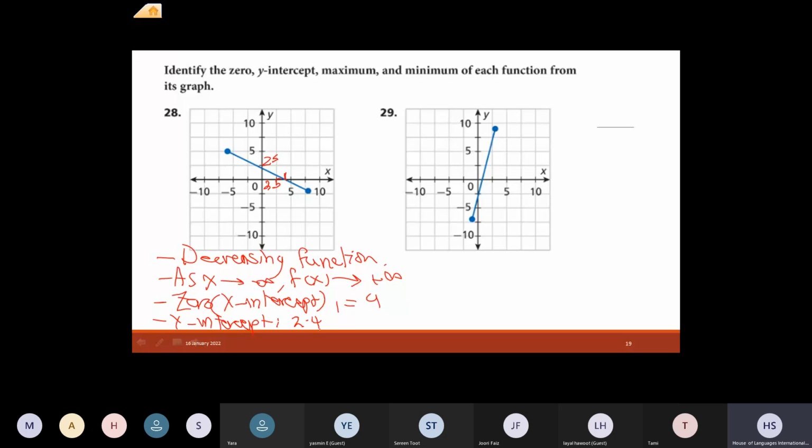So where is the maximum point? Remember that the maximum and minimum must be the y values, not the x. What do I mean by maximum? I mean the greatest point here and the lowest point here. So where is the maximum? 5. So the maximum point is 5. Where is the minimum point? Negative 2.5.